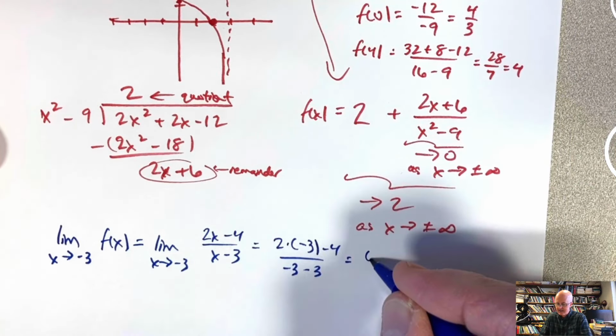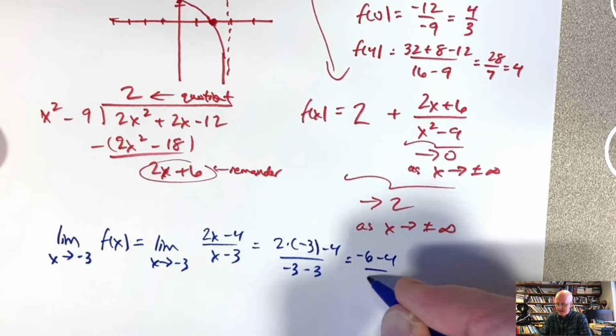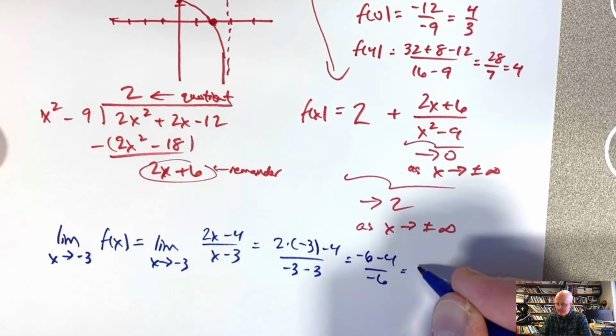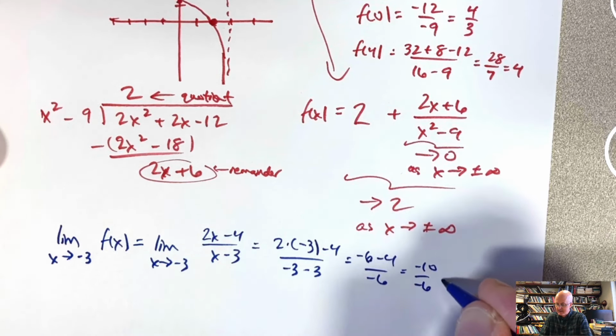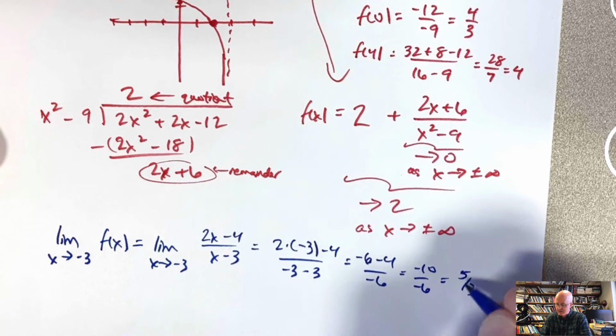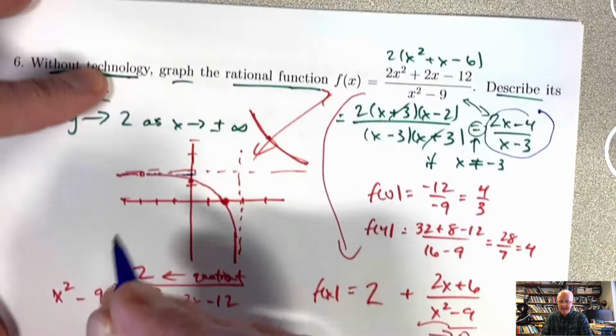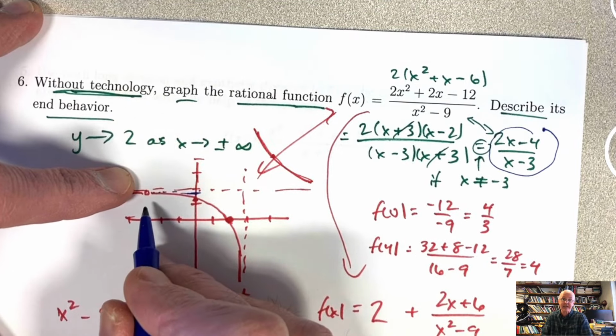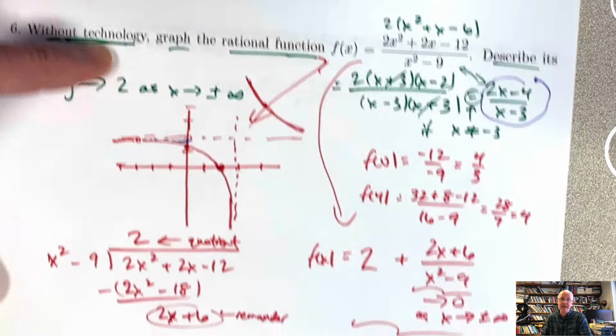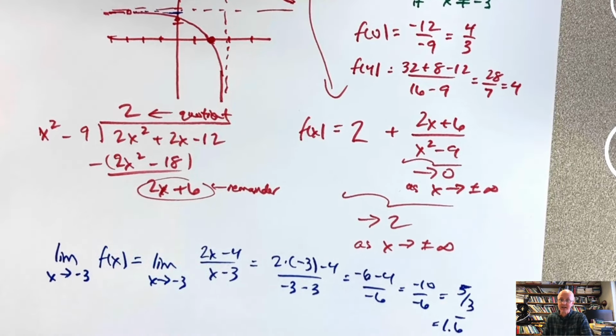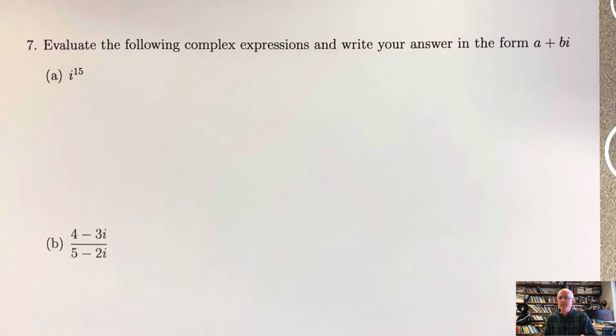So I get -6 minus 4 over -6. -10 over -6 is positive 5/3. Yeah, 1.6 repeating is the y coordinate of the missing point on the original graph. If you're interested, this is pretty important in calculus. We've got two more big problems here, the last of which is a polynomial that has complex number roots.